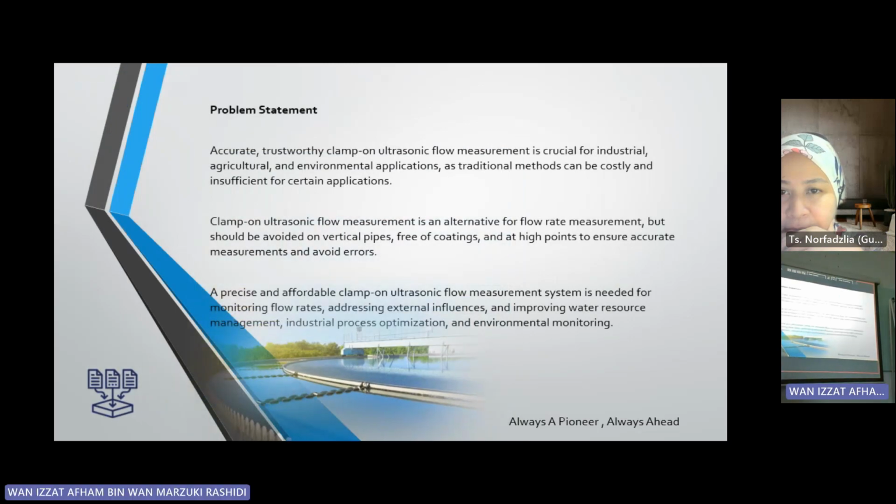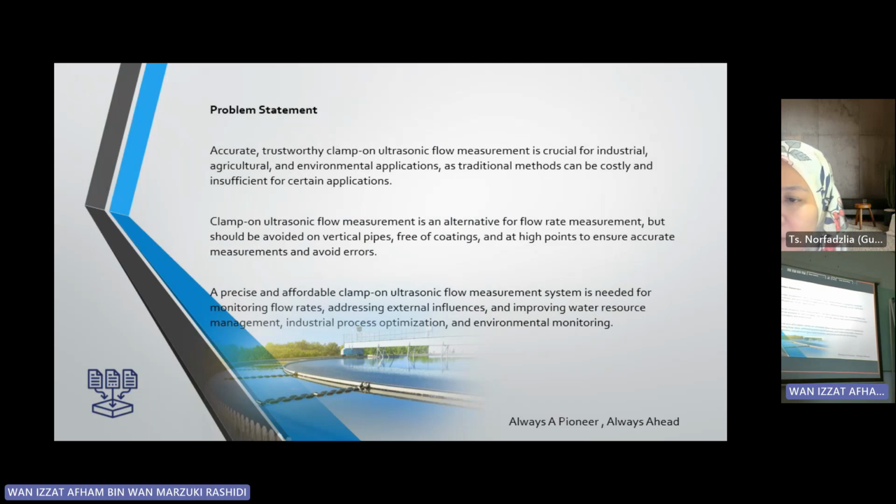If you go to the problem statement, accurate clamp-on ultrasonic flow measurement is crucial for industrial, agricultural, and environmental applications, as the traditional methods can be costly and insufficient for certain applications. Clamp-on ultrasonic flow measurement is an alternative flow rate measurement, but should be avoided on vertical pipes, pipes free of coatings, and at high points to ensure accurate measurements and avoid errors.